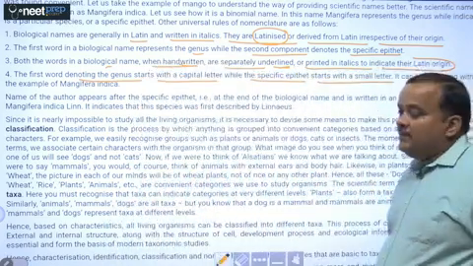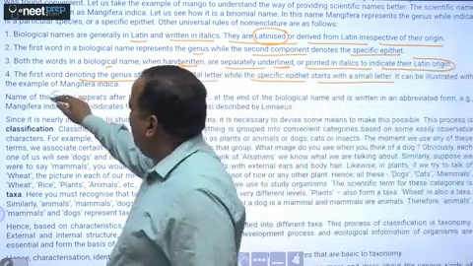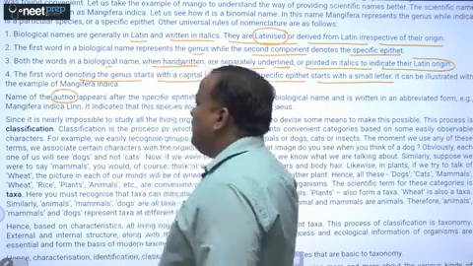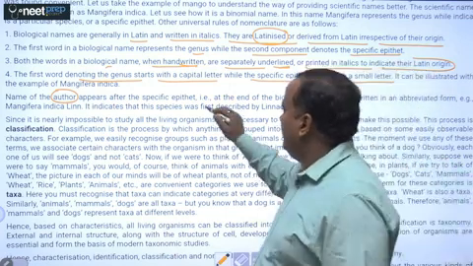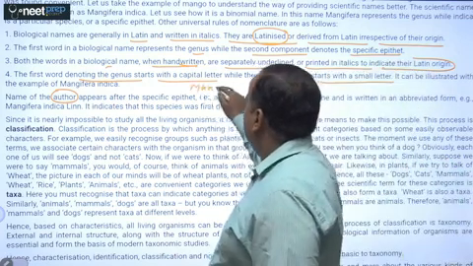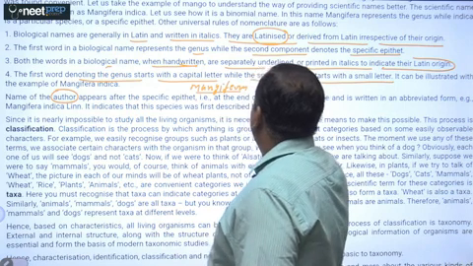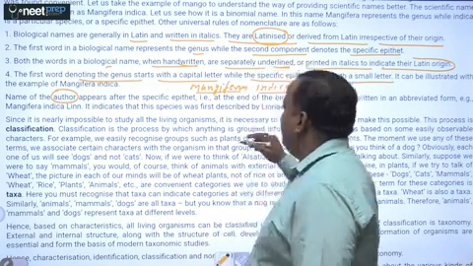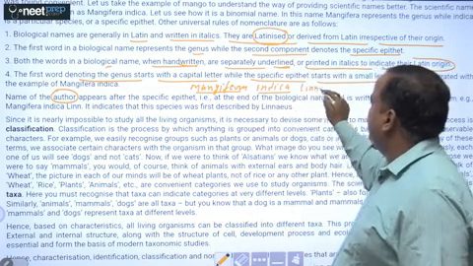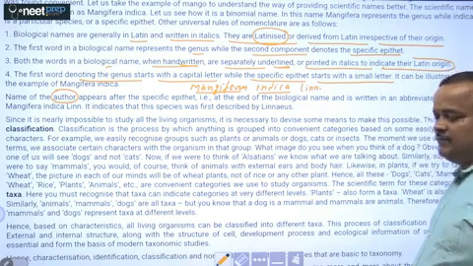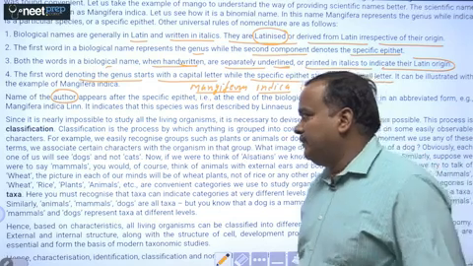Now then the name of the author. The author is the person who first correctly described that plant. The name of the author is written in abbreviated form after the name of the species. For example, Mangifera indica. It was first correctly described by Linnaeus. So the name of Linnaeus is written in abbreviated form after the name of the species. It is not underlined.